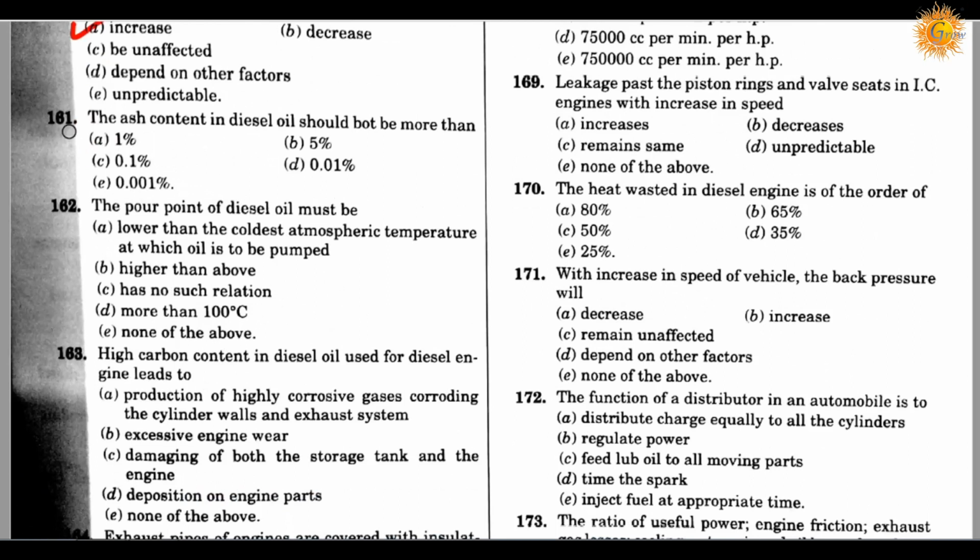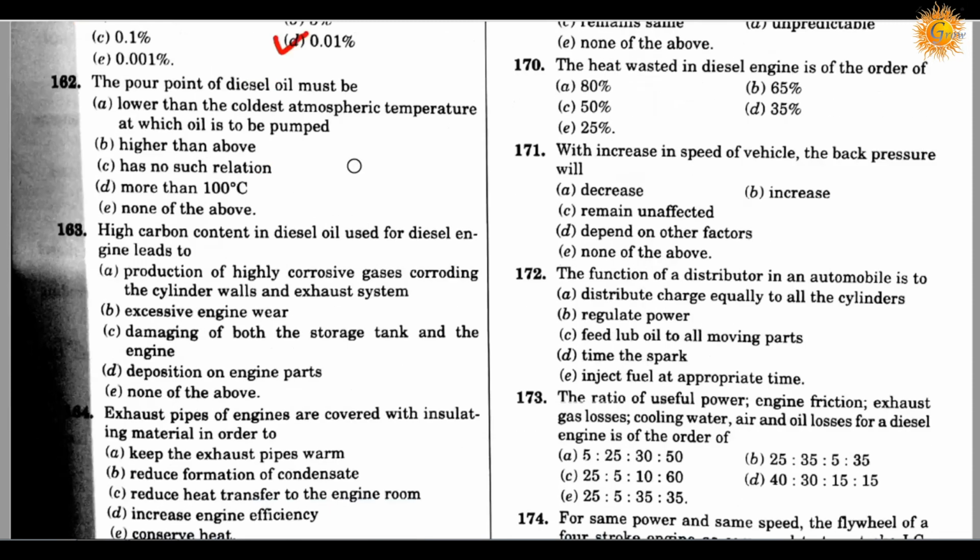Question number 161. The ash content in diesel oil should not be more than option A 1%, option B 5%, option C 0.1%, option D 0.01%, option E 0.001%. So the correct answer is D. It is not more than 0.01%.